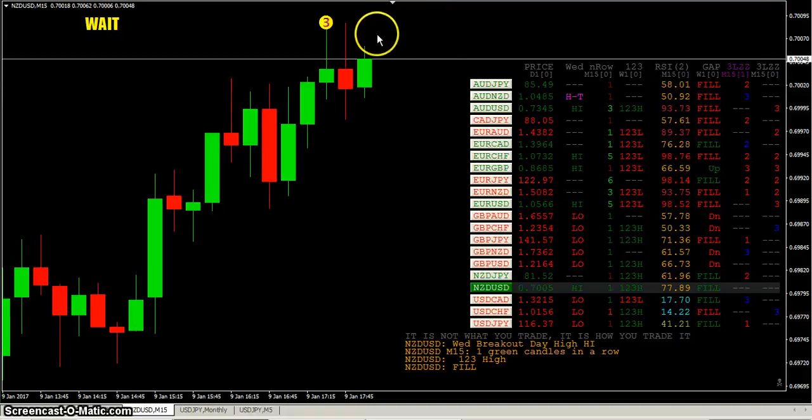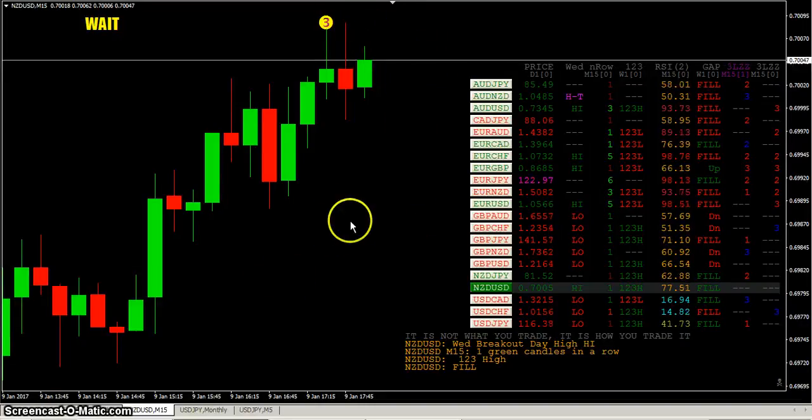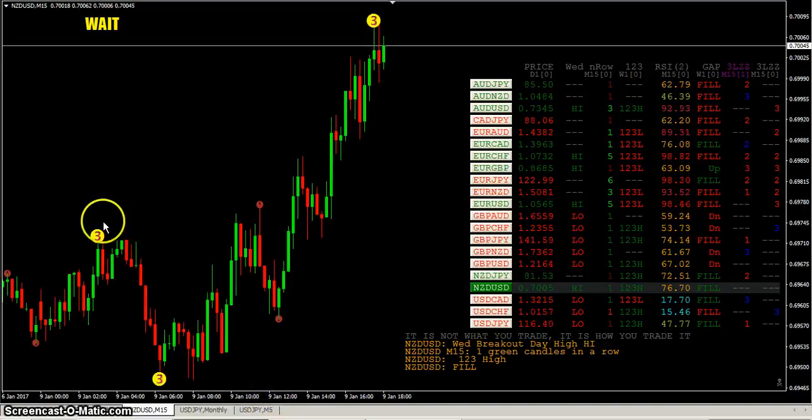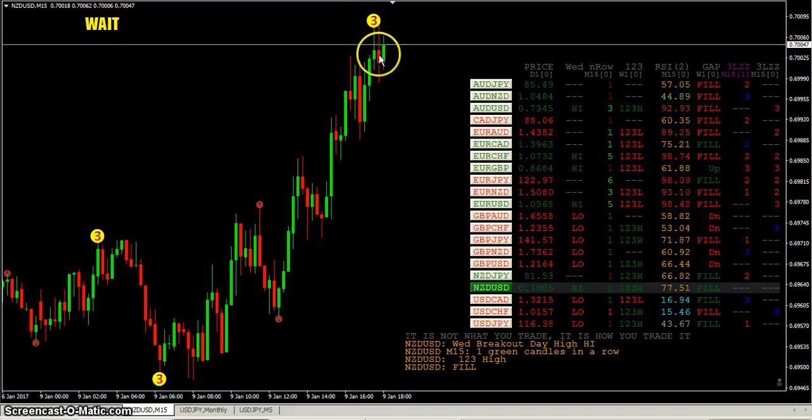Something's going to happen. It's not going to stay here forever. Something is going to happen. And what's probably going to happen is it's probably going to do that. Not that I'm into prediction, but you see how price likes to go from 3 to 3 to 3? Well, if it's not making a new high, then it's probably going down. So that's one to put on your radar for the future.